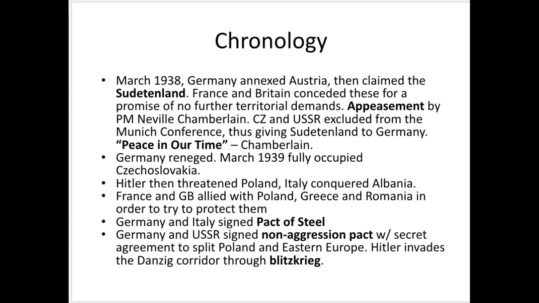So, Germany annexes Austria in 1938, and then claims... So, wow, this is the vision, the big Germany vision, right? And so we could see, okay, we're not a nation. Now we're thinking empire, right? Then they claimed the Sudetenland.